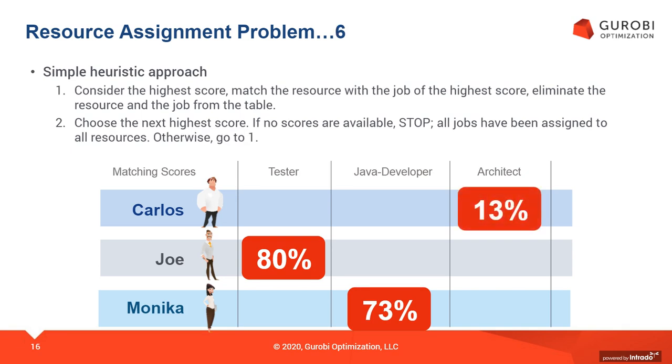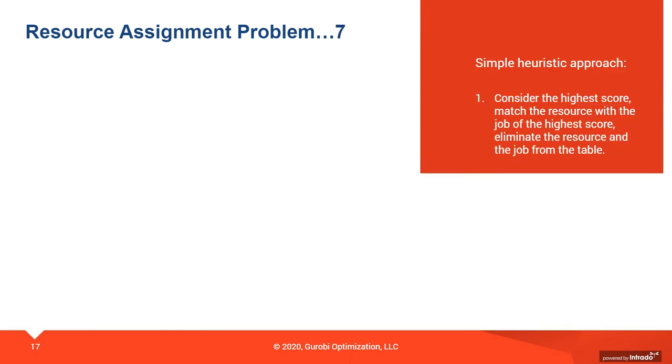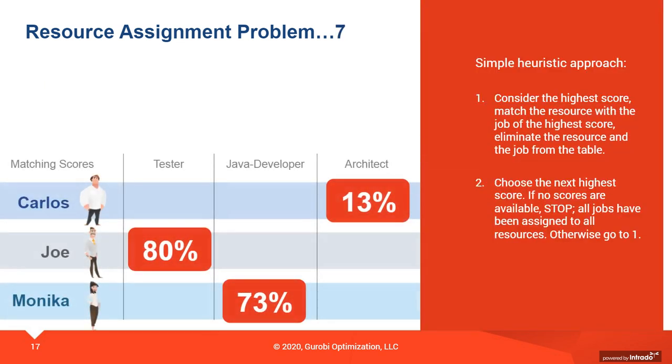So let's analyze this assignment, and let's compute the total matching score that we can get when we have this assignment. So when we assign Joe to the tester job, we get a matching score of 80. Monica to the Java developer job, a matching score of 73, and Carlos assigned to the architect job, 13. So the total matching score is 166.